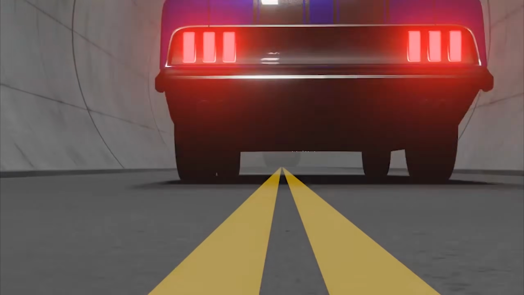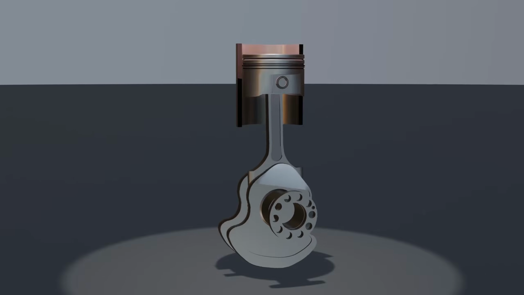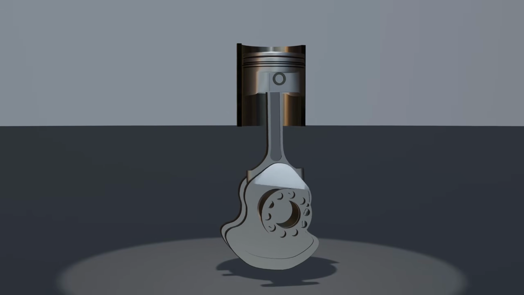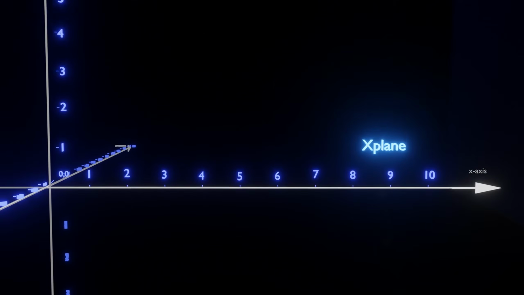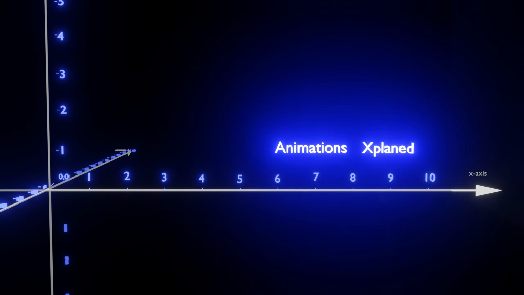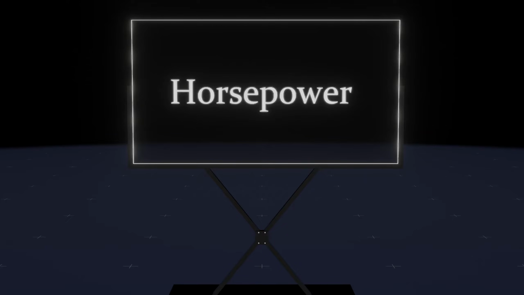Horsepower and torque are the two main metrics when determining how powerful an engine is. But how do engines make horsepower and torque, and how do horsepower and torque differ from each other? First of all, what is horsepower?